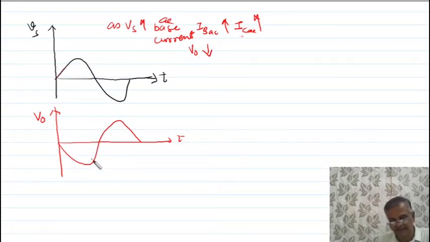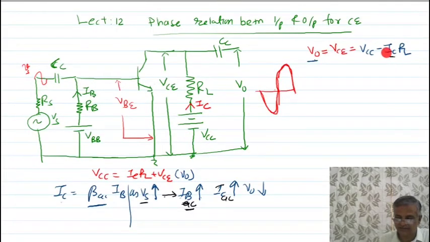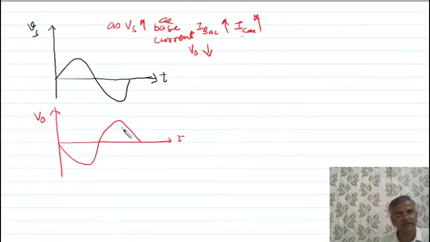If this decreases, then look at this equation. If this decreases, then this increases. So from this discussion, you can say that there is a 180-degree phase shift between input Vs and output voltage. Therefore, the waveform is as shown in the figure.